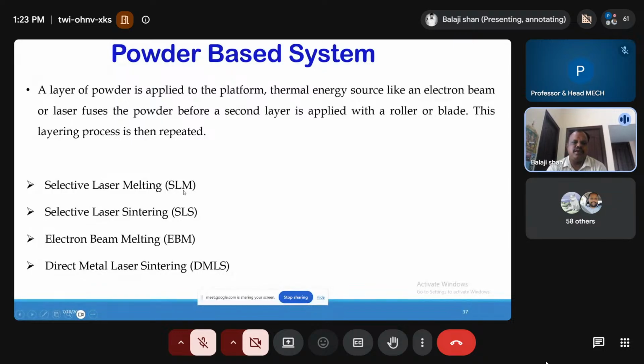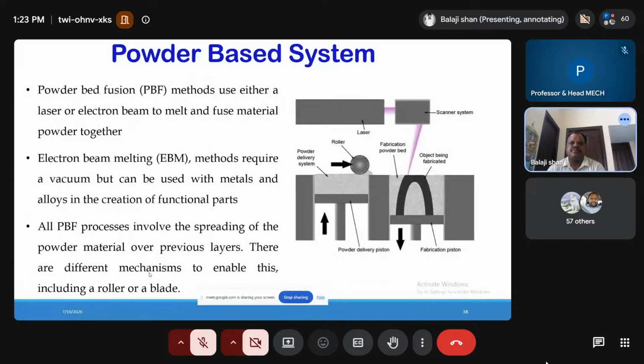In the second process, we are using a laser for sintering the powder. And in the third process, we are using an electron beam for melting the powder. And the fourth one is direct metal sintering in the bed. So the first one is the powder bed fusion process. It uses either a laser or electron beam to melt or fuse the metal powder together. We can see here, the powder is completely filled on the platform. Here, this is the fabricated area.